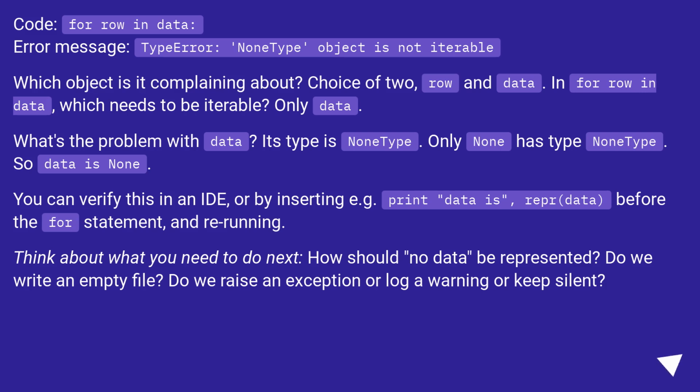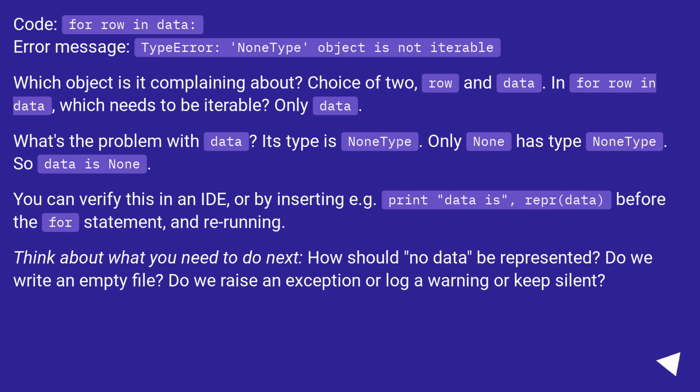Code: for row in data. Error message: TypeError: 'NoneType' object is not iterable. Which object is it complaining about? Choice of two, row and data. In for row in data, which needs to be iterable? Only data. What's the problem with data?